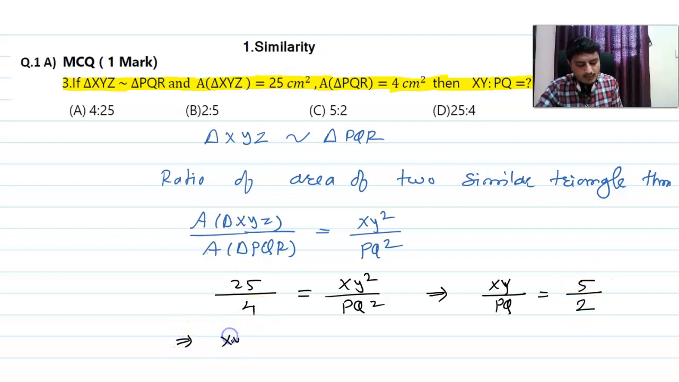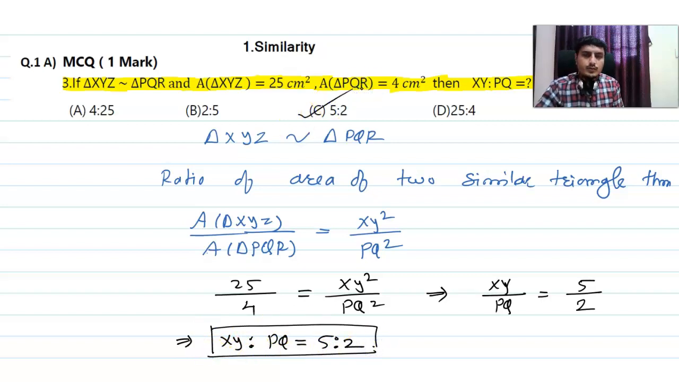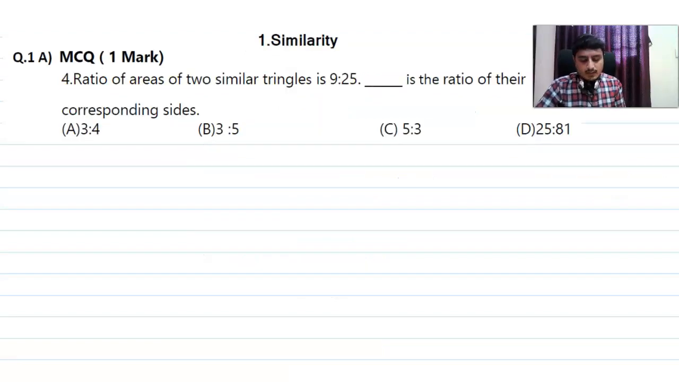That means at last we are getting XY is to PQ equals 5 is to 2. Now look at the choice codes, among them the correct choice code is C, 5 is to 2. Look at sub question 4: the ratio of areas of two similar triangles is 9 is to 25, dash is the ratio of their corresponding sides.